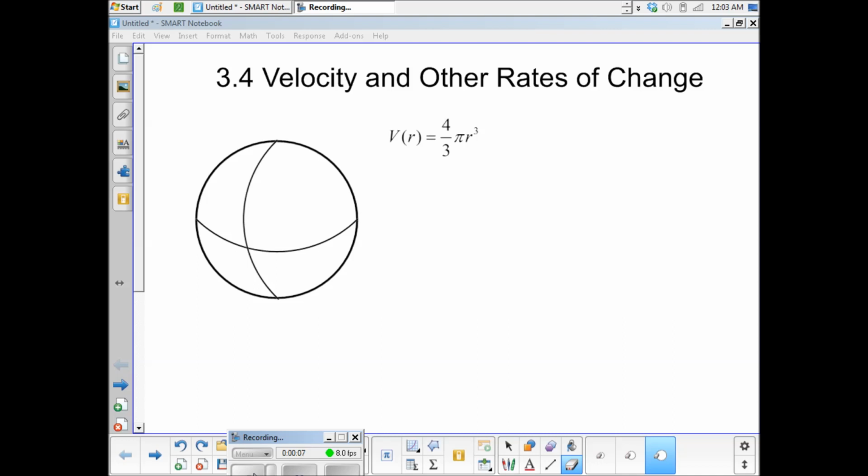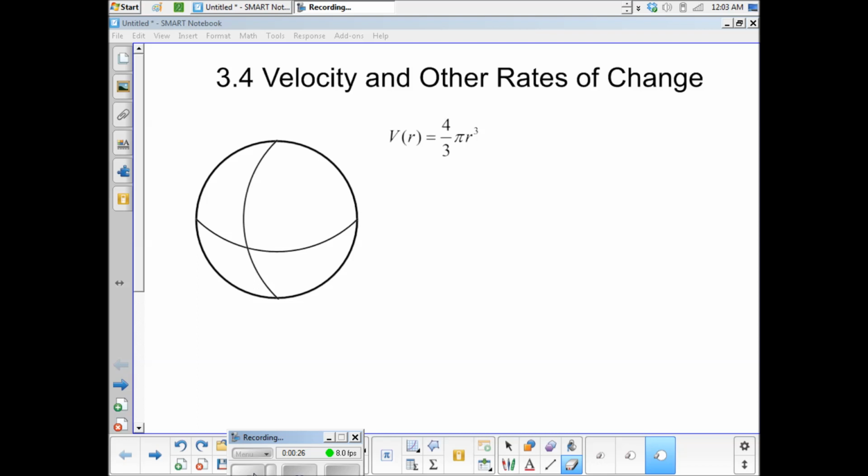Okay, it's very natural for us to think that when we hear rate of change, we think in terms of time. However, it's important for us to understand that there are many variables that depend on other things besides time. A lot of our formulas don't have time in them. Our geometry formulas, for example.